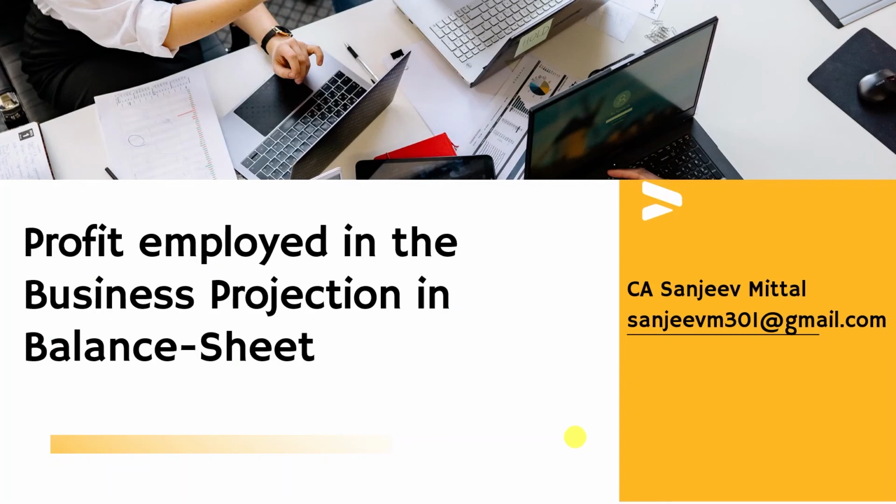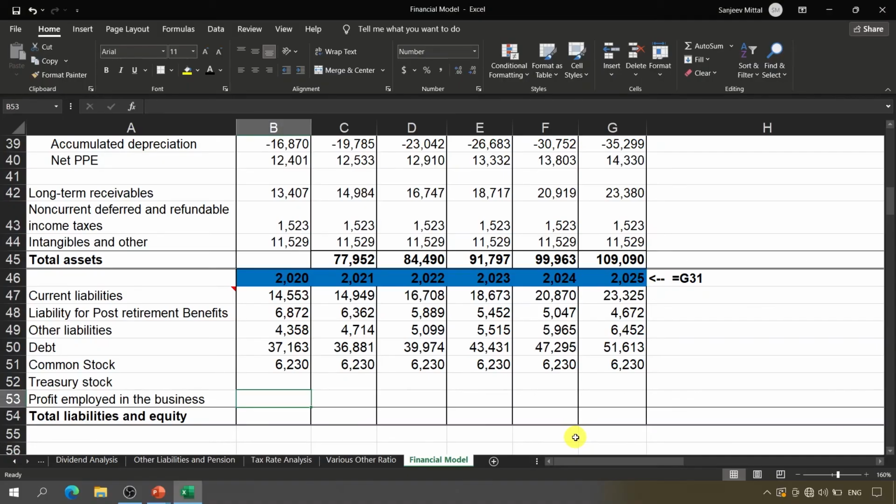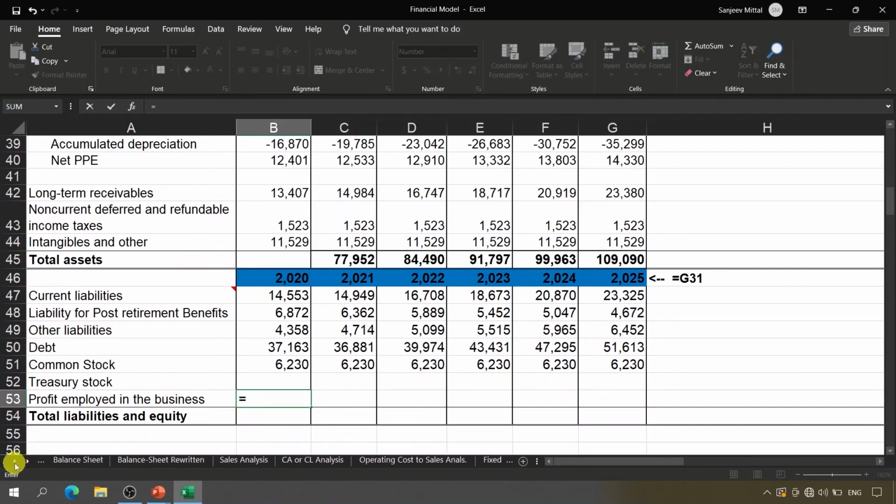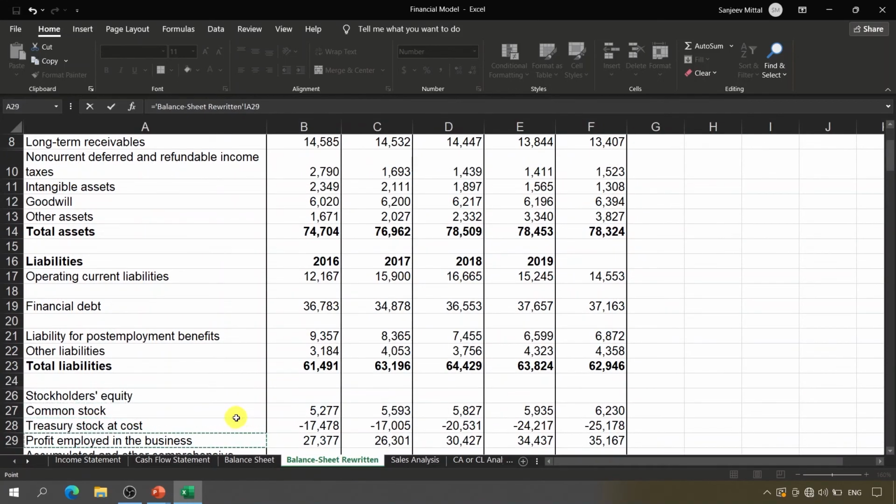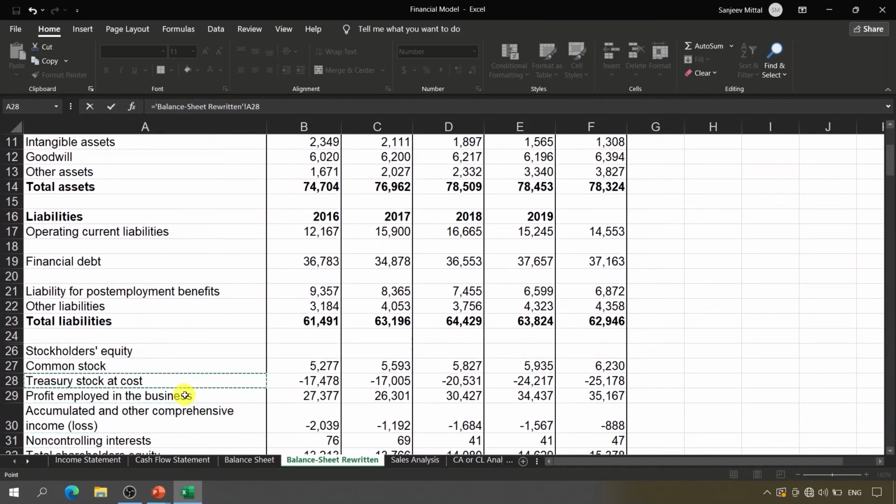Let's try to find out our profit employed in the business projection in the balance sheet. For that purpose, we shall go to our Excel sheet, and inside our Excel for the year 2020, you can simply see that our profit employed in the business can be taken from our balance sheet or simply re-return balance sheet.